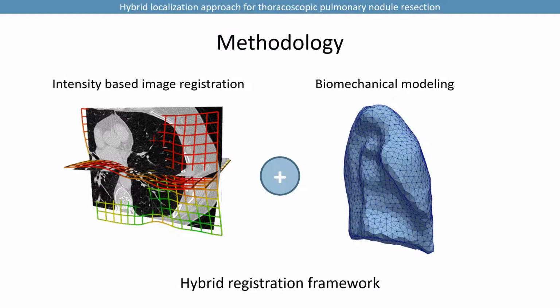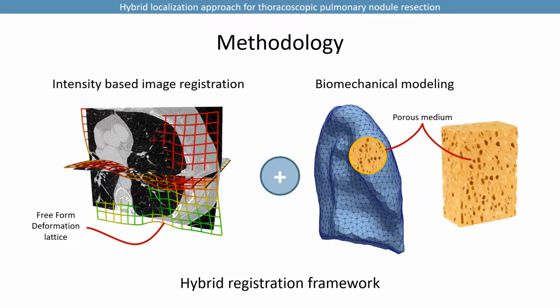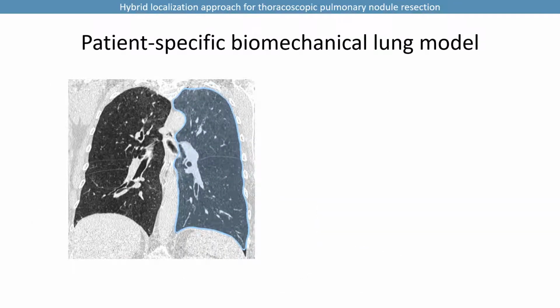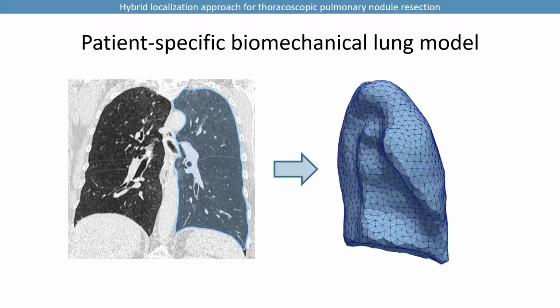Our method combines a freeform deformation transformation model for intensity-based image registration and a poroelastic biomechanical model of the lung that behaves very much like a sponge, with air flowing through an elastic matrix of pores. The segmentation of the lung from preoperative data is first used to build a finite element mesh where the position of the nodule is well known.